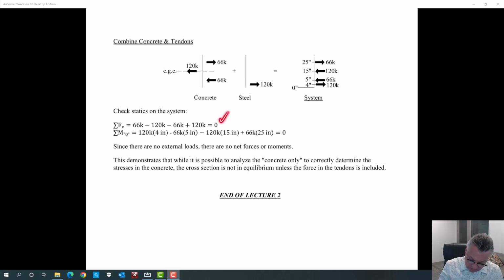Now all of a sudden statics is back to what we like. It's back to working. But you can't look at the concrete only or the steel only and get statics. You can't separate the two. They need each other. They are working together. To get the full picture of the beam, you've got to look at what's happening in the concrete plus what's happening in the steel to get the statically correct answer.